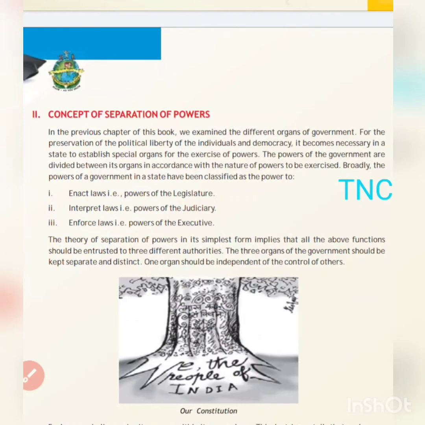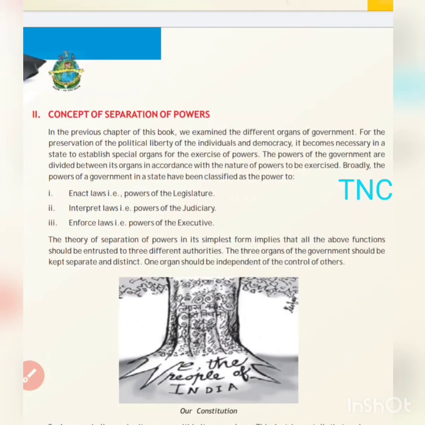Powers of government are divided between its organs in accordance with the nature of powers to be exercised. Broadly, powers of a government in a state have been classified as the power to enact laws, which is legislative power; interpreting the law is done by the judiciary; and enforcing or implementing those laws is the executive. Right? Everybody knows this much. The theory of separation of powers in its simplest form implies that all the above functions should be entrusted to three different authorities: legislature, judiciary and executive.